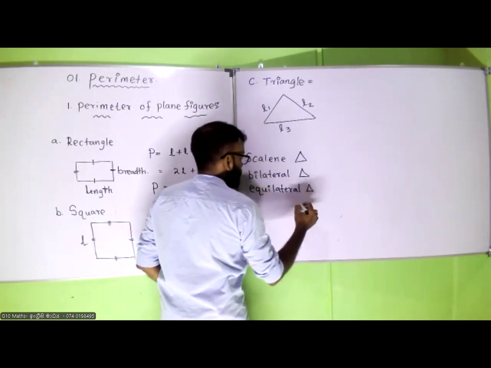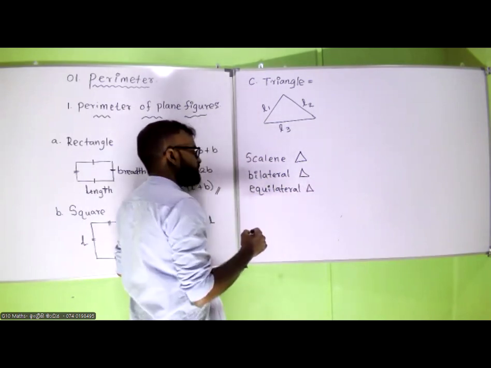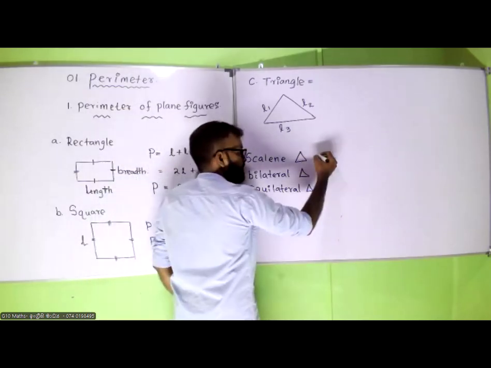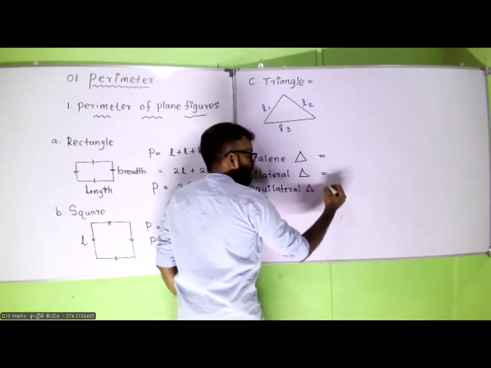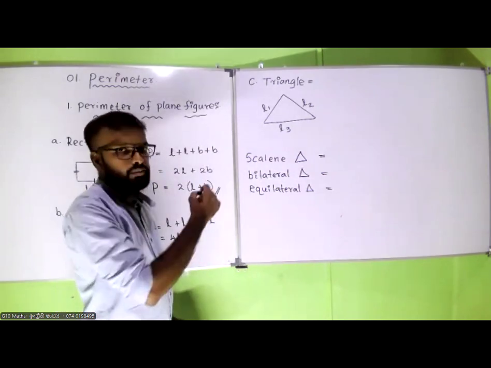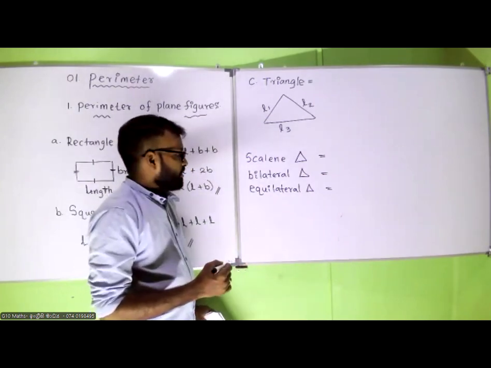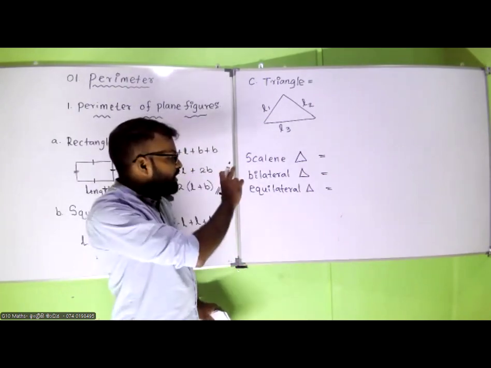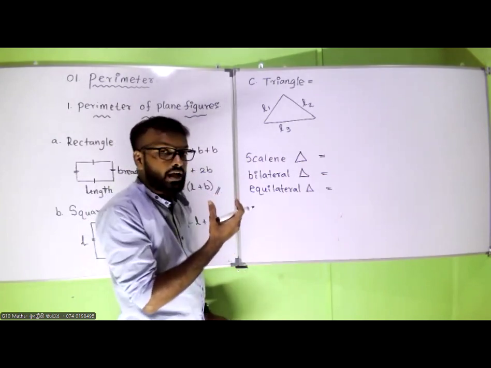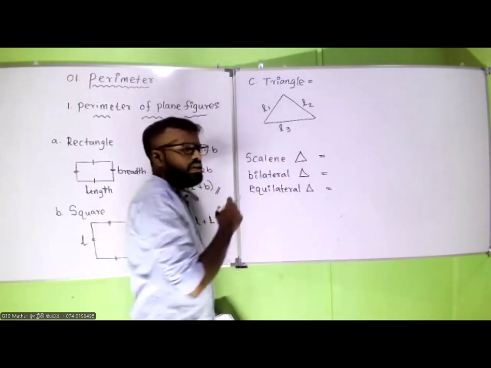Isosceles triangle, yes. Sanaru, your answer is correct. Sir, bilateral means isosceles, right? Yes, bilateral means isosceles. So these are the types of three triangles according to the length of the sides.